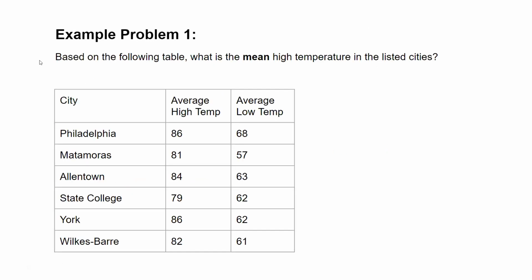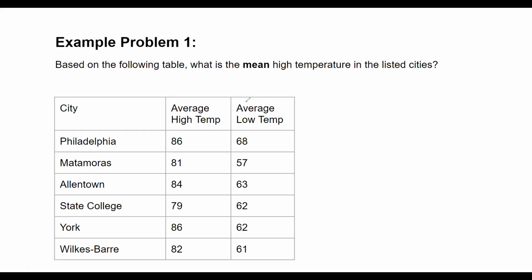All right, let's look at some example problems. Based on the following table, what is the mean high temperature in the listed cities? So the first thing we want to do is ignore the column that we don't need, which is the low temperatures. So I'm just going to cross that out. We know that when we calculate the mean, we're going to take the sum of all of these numbers, 86 plus 81, etc. When you do that, you get a total of 498.